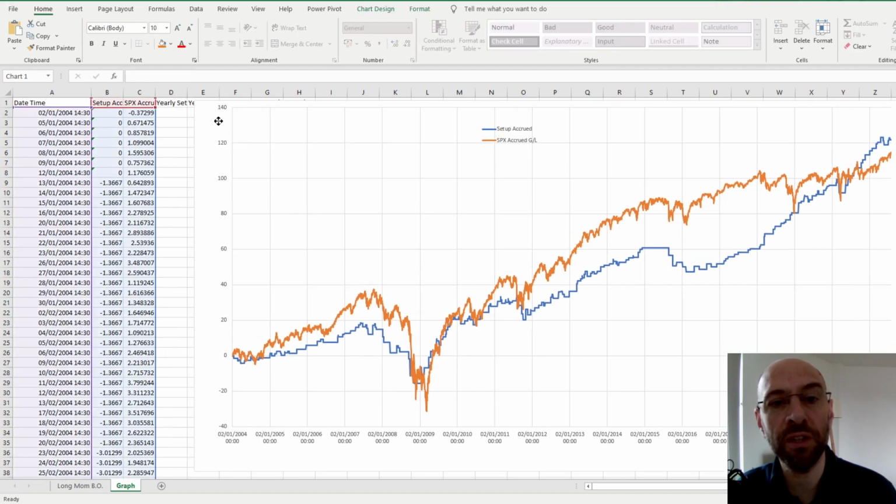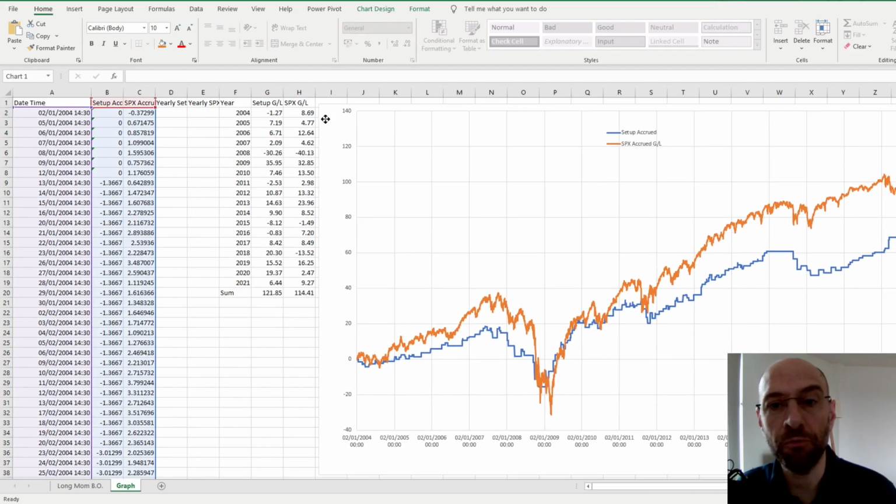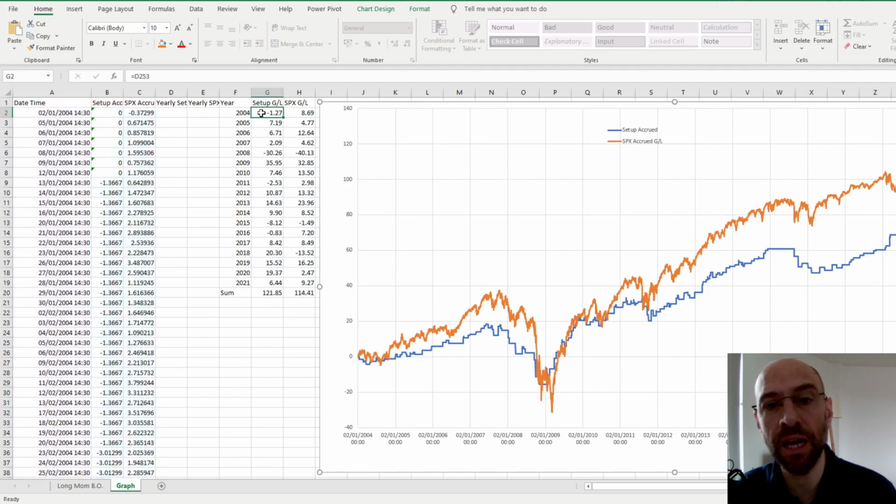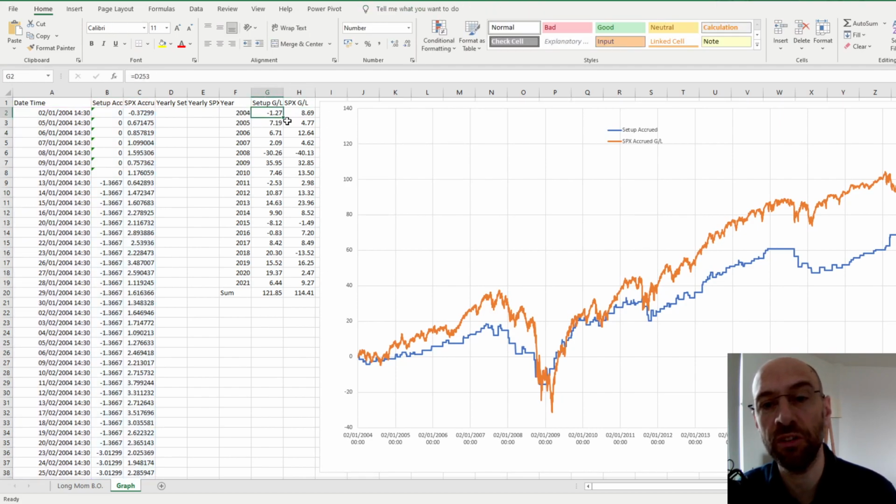So what I've done as well here is I've plotted the yearly gains of both the Standard & Poor's and the setup on the columns side by side, so you can easily compare. So here you actually lose an entire year doing this, and you make nothing. You actually lose 1.27%, as opposed to the Standard & Poor's, which gains 8.69% for the year 2004. And I've done that for each one of the years. You can see there are certain years that the setup actually does better than the index.